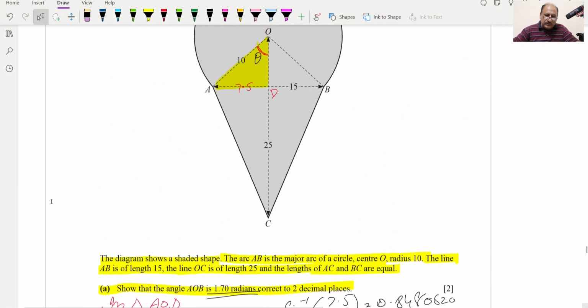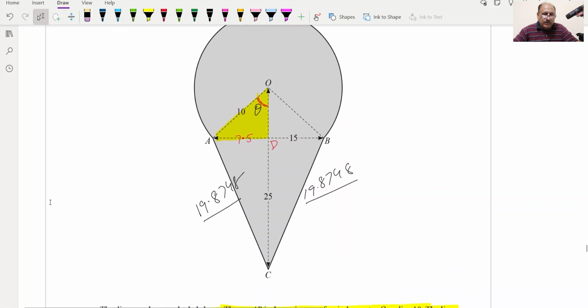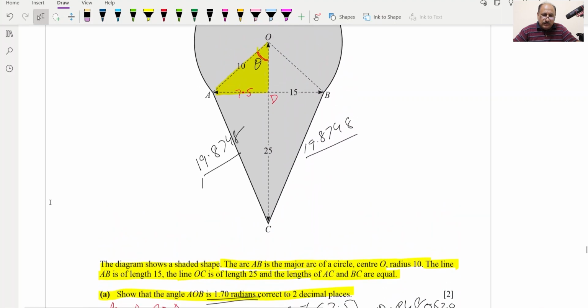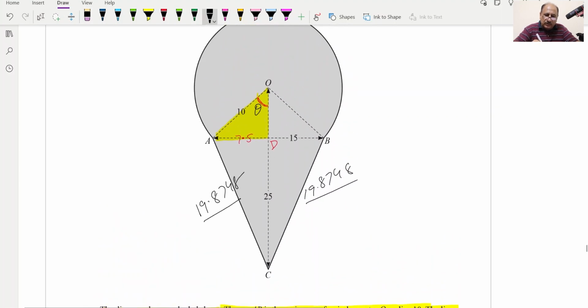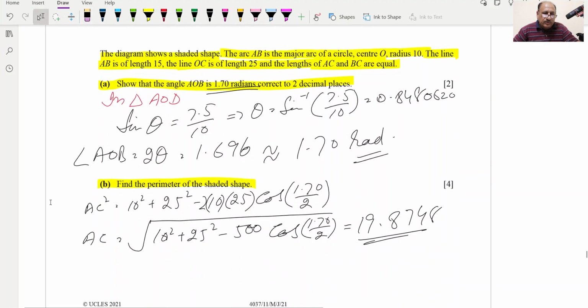Now we have AC which is 19.8748, and this is also 19.8748, so these two values we have. Now we need the length of this major arc. How will we find the length of the major arc? We can calculate it. We have this theta, where 2 theta is 1.70.